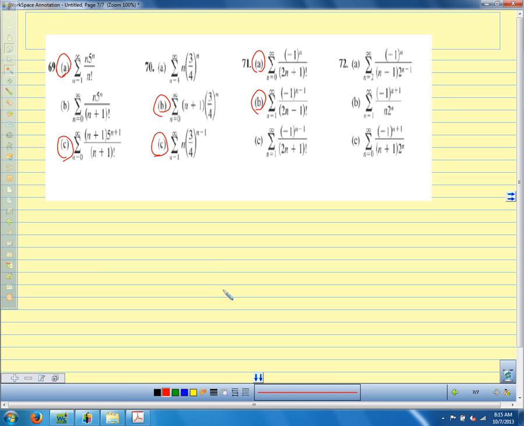Which of these two are the same? Look at the signs of the first term. A and B for this one. If we look at the signs of the first terms, these two are going to have different signed first terms.